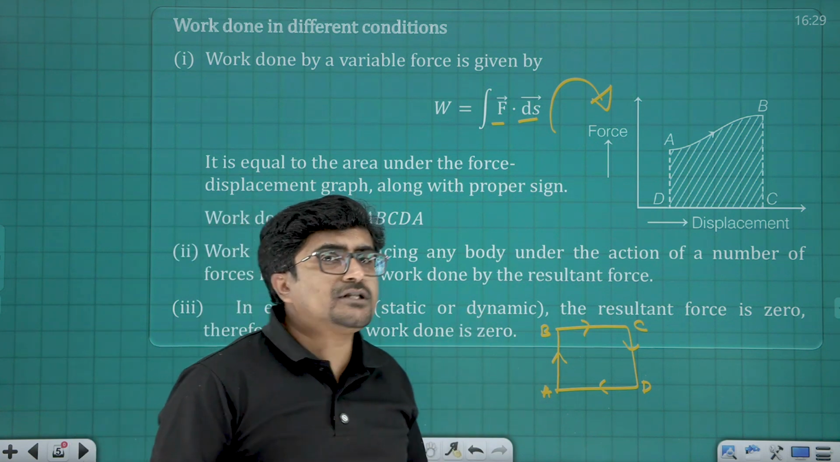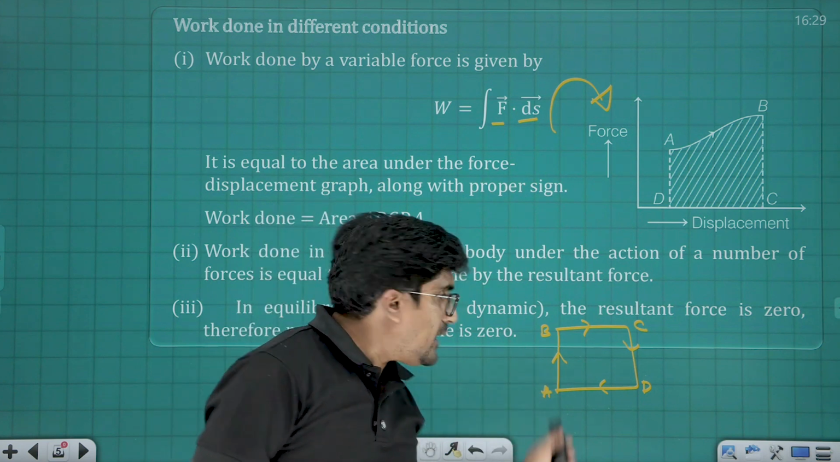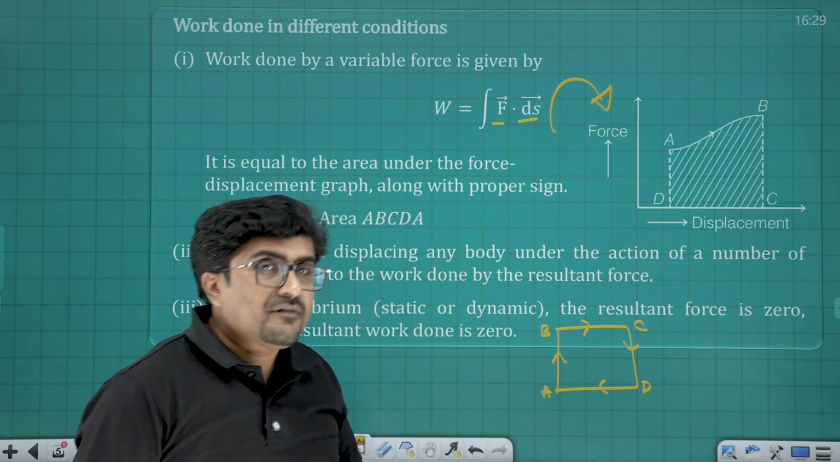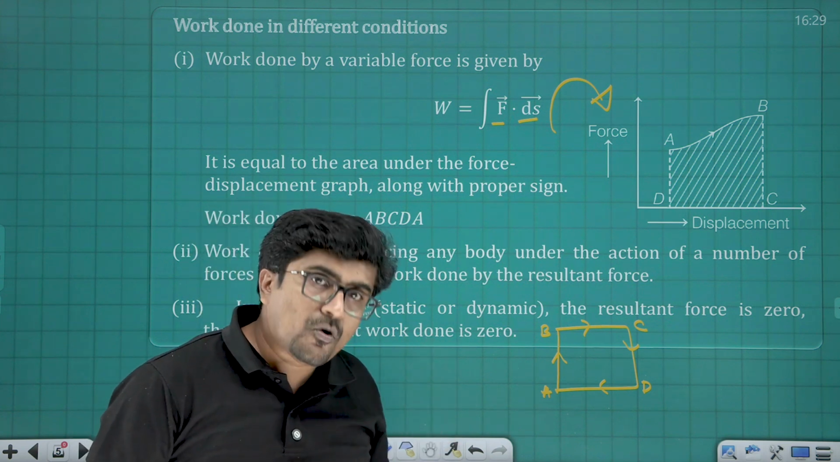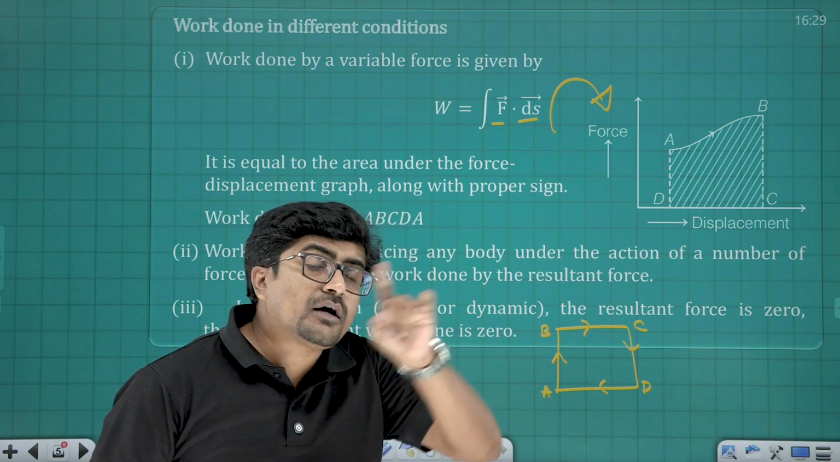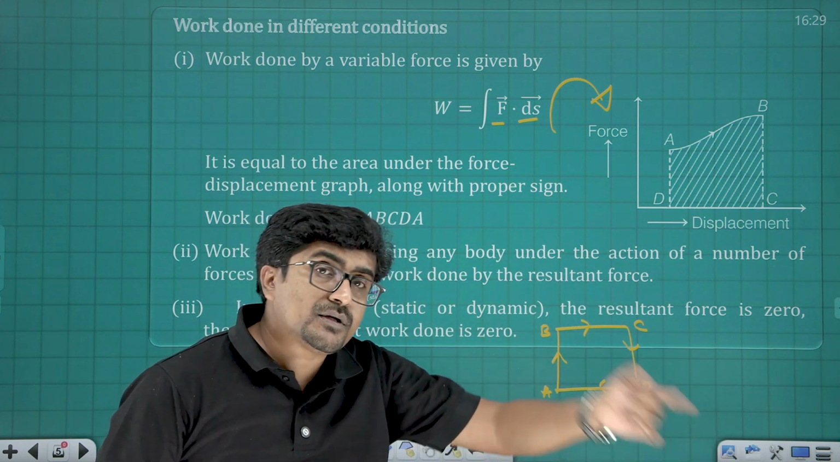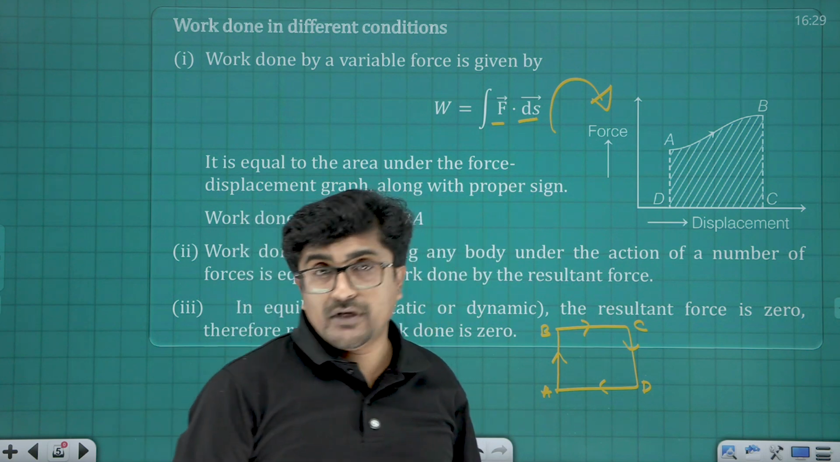So if one force is acting on a body and the work done along a closed path is 0, then that particular force, I repeat, a force is acting on a body and it completed a closed path. Now, if the work done by that particular force is equal to 0, then the force acting on the body is treated as a conservative force.